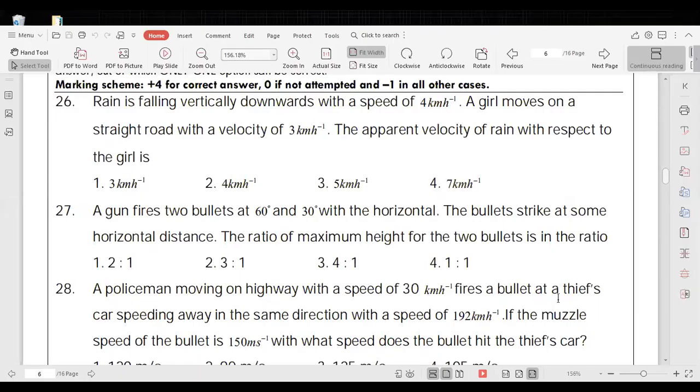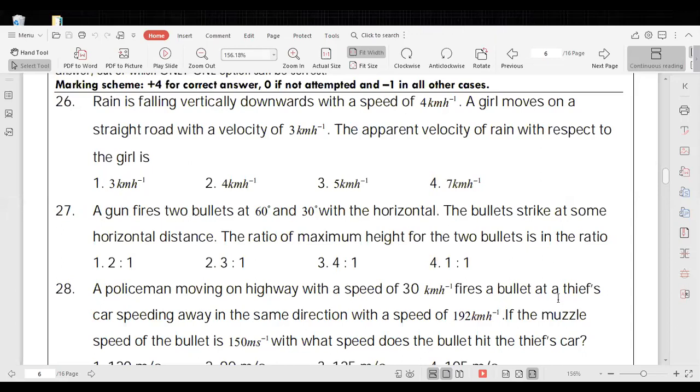Next, you see the 28th problem. A policeman moving on a highway with a speed of 30 km per hour fires a bullet at a thief's car speeding away in the same direction with a speed of 192 km per hour. If the muzzle speed of the bullet is 150 meter per second, with what speed does the bullet hit the thief's car? Suppose here the thief's car is this one.